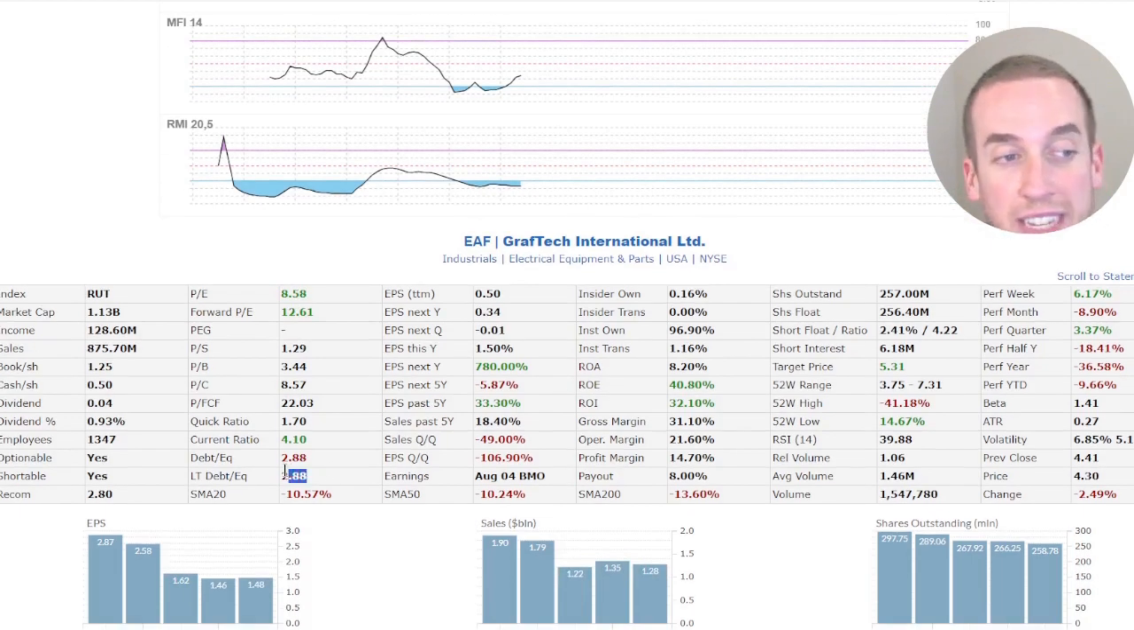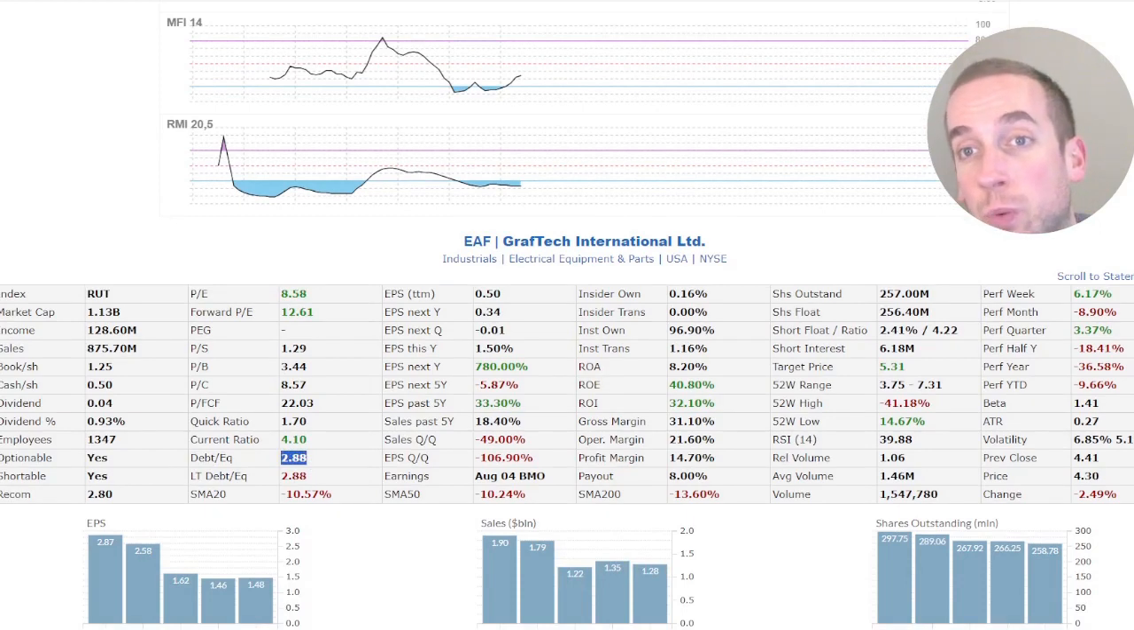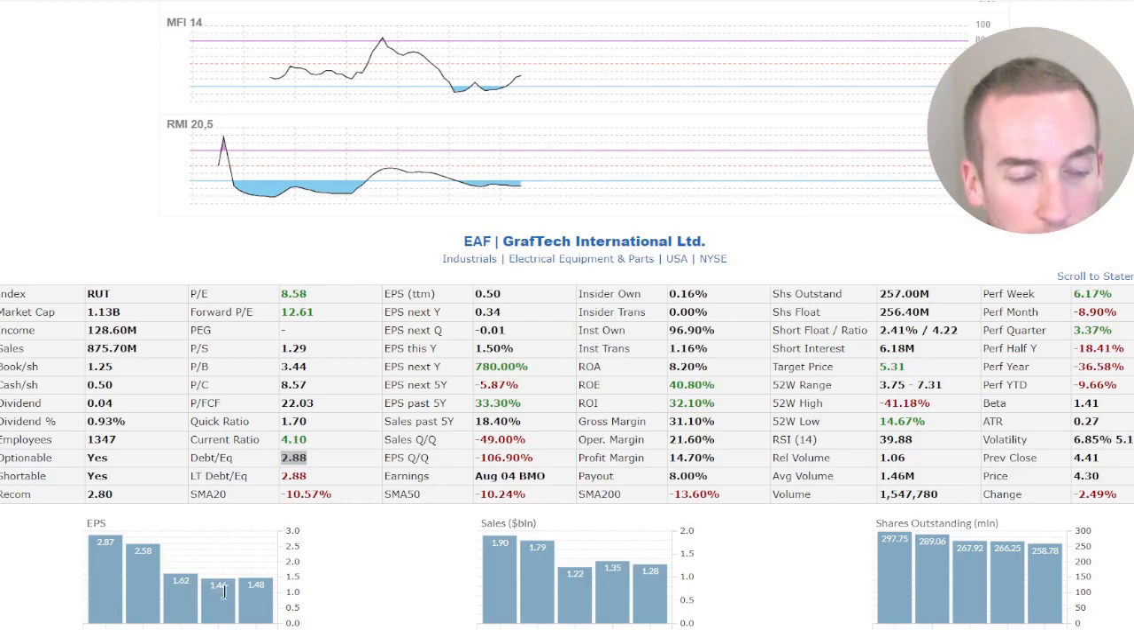However, we do see debt. Debt is not good in the current environment where rates are high. EPS is going down. It looks like it's coming back right here. Sales are continuing to fall. Last year we were at 1.28 billion. This year we're only at 875 million. Why is that? I don't know. We'll see if that trend is going to continue.